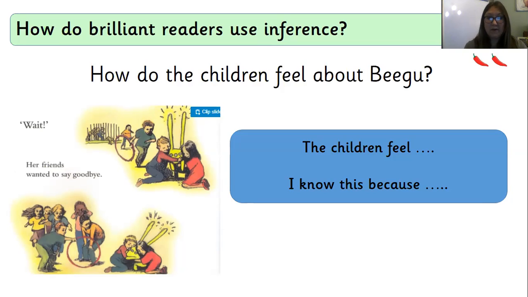So I know that the children feel positive and happy about Bigu. They're not scared or angry. And I know this because the children are hugging Bigu in the illustration and they shouted wait because they wanted to say goodbye to her. Do you agree? As you can see in the blue box, I used the sentence starters the children feel, and I know this because. What I would like you to do now in your books is to use these sentence starters to answer the question in your own words. Pop me on pause whilst you do this.